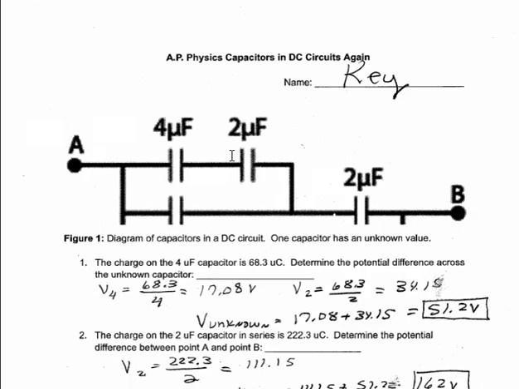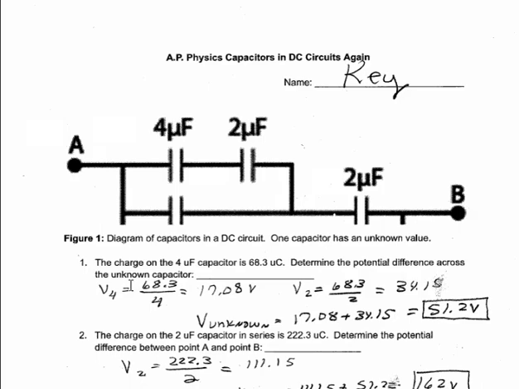respect to each other. Okay, the charge on the 4 microfarad capacitor is 68.3 microcoulombs. So that's this one right here. Determine the potential difference across the unknown capacitor. Well, first of all, the sum of the volts of these two here must equal the volts on this since they're in parallel. These are in series, so we know their charges are the same. So if this one is 68.3 microcoulombs, so is the 2.